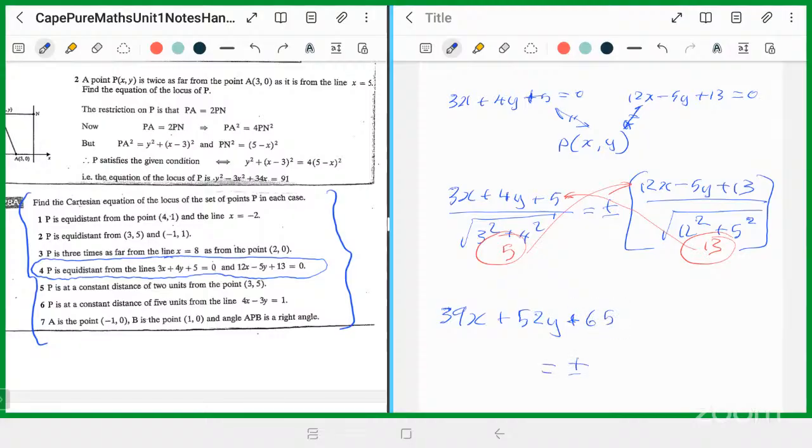Equals plus or minus. We're going to multiply these by 5 now. So 5 times 12 is 60, that's 60x. Then 5 times 5 is 25, so it's minus 25y. And then 5 times 13 again is 65, so that's plus 65.